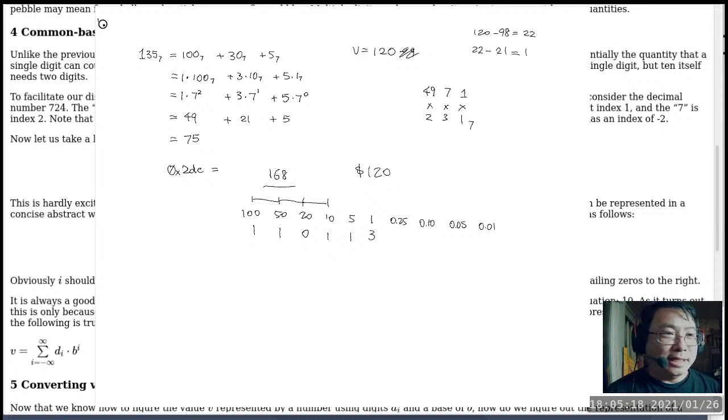Could you go lower than 7 in base 10? Or sorry, base 7. Base 7.